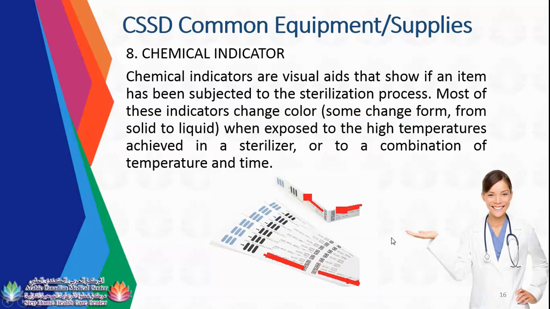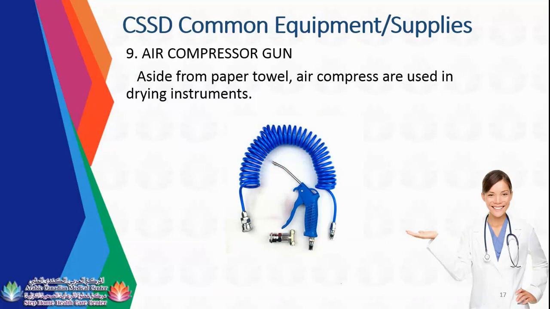So the air compressor gun is one of your equipment in CSSD. Actually, guys, it is not called an air compressor gun now. It is instrument air. Aside from paper towel, compressed air is used in drying instruments. Before, the air compressor was commonly used in CSSD to dry instruments. Some facilities, I saw some facilities, are using a blow dryer, but it actually is not allowed. The hair dryer, some facilities are using it.